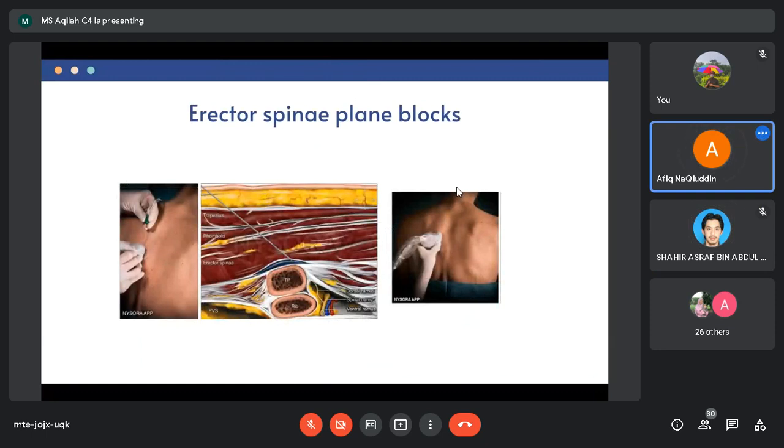Thank you, Nat. Okay, so this is the visual diagram. Okay, Nat.